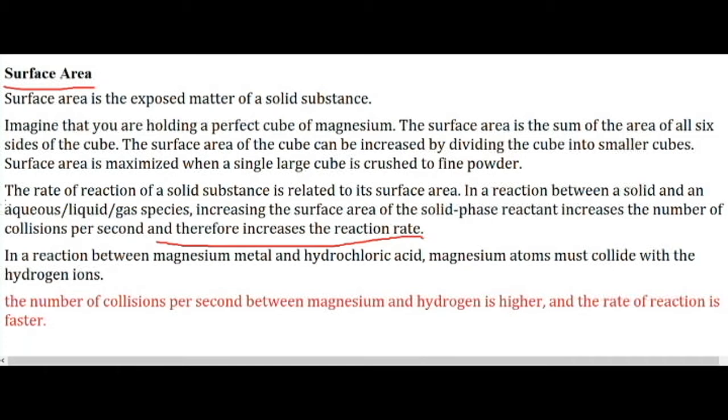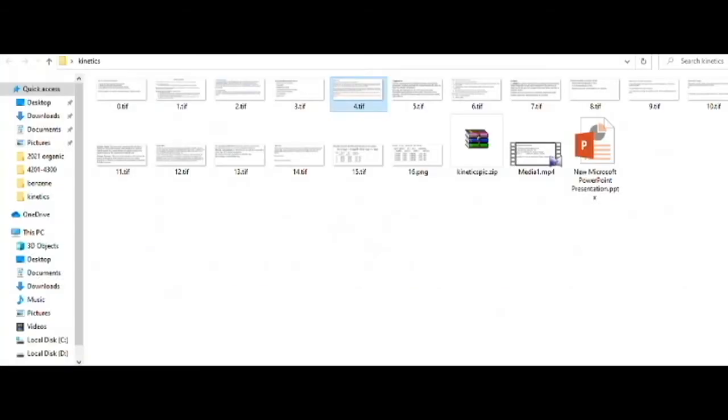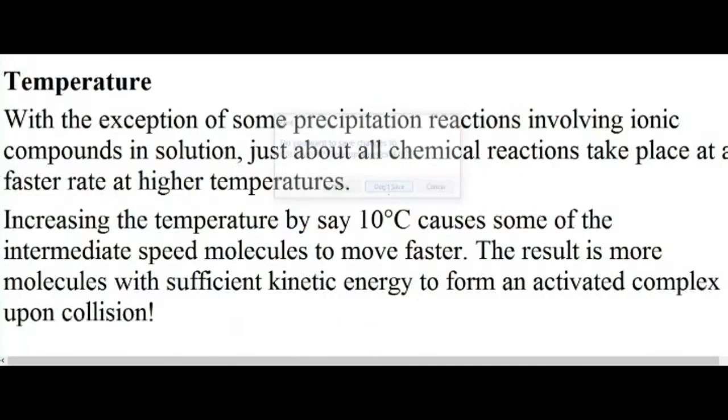That is the reason for the increase in the rate of reaction, because the rate of reaction depends on two factors: particles should collide in the right orientation, and they should collide with at least the minimum activation energy. So here the reason is that the particles collide with each other more often within a given time. Okay, then we will move on to the next factor.